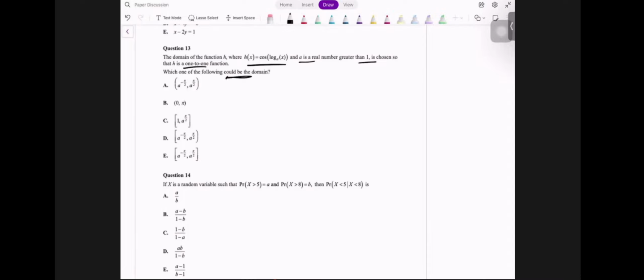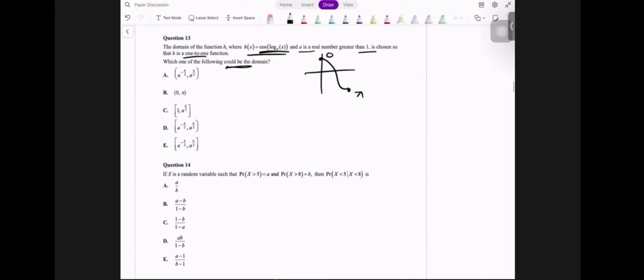So if you want a 1-to-1 function, first what I did was I quickly sketched cos for 1-to-1. For cos to be 1-to-1, x is equal to 0 here, and x is equal to pi. So we know that inside this bracket, log a of x had to be in between pi and 0. Now if I put both to the power of a, you get x is in between 1 and a to the pi. Then it was a matter of checking each one of these.